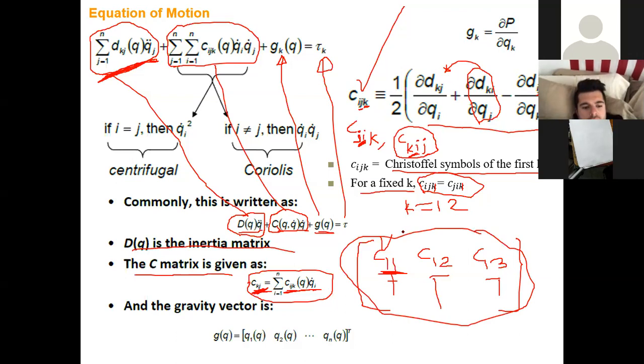It has the elements Ckj, which are defined by this formula. Similarly, the gravity vector is given by this. This is obvious because the gravity vector is G1, G2, Gn. Yeah, this is the gravity vector, okay? All right, this is how you define it.